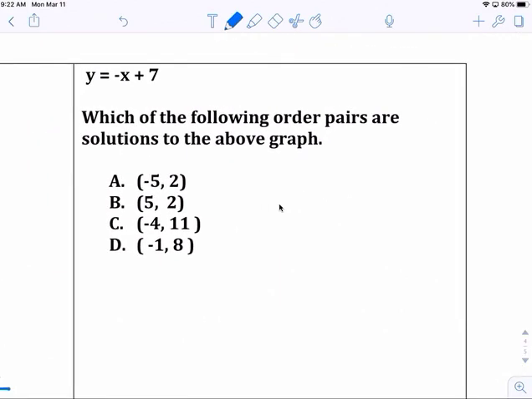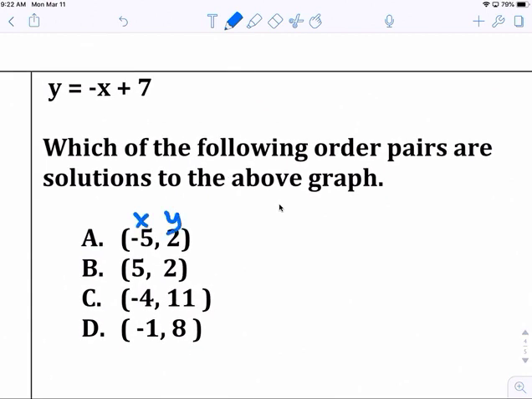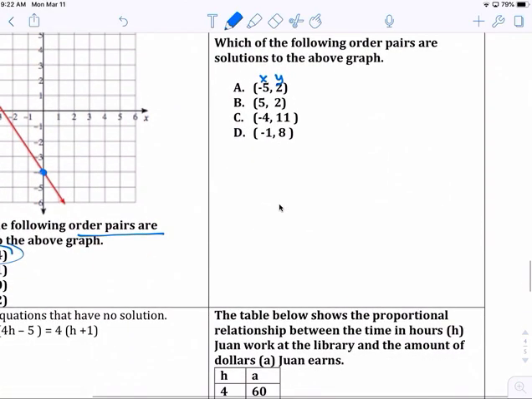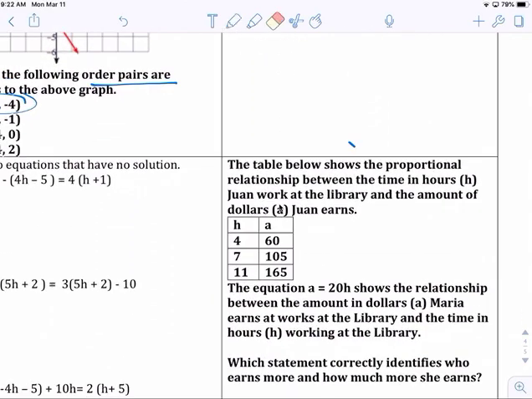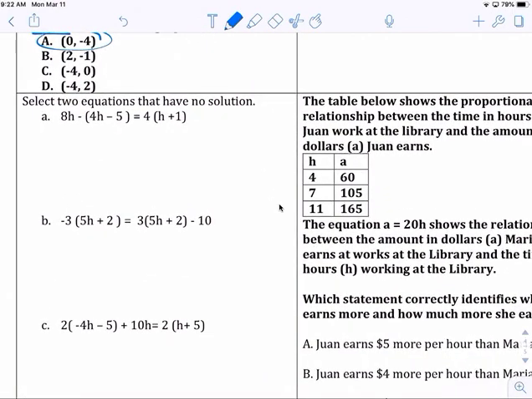Which of the following ordered pairs are solutions to the graph? This is your x. This is your y. Okay, I need to go over this in class. If you don't understand, we'll go over it in class really fast. Select two, look, it says 2. This is preparing you for the benchmark test that's coming on the 28th of March. It will go in as part of your test grade.